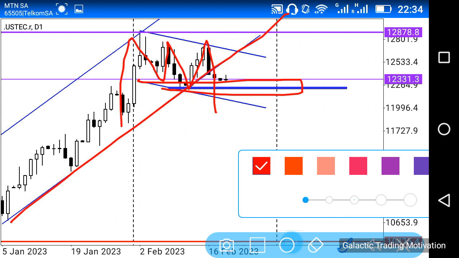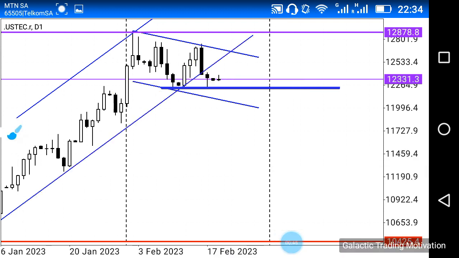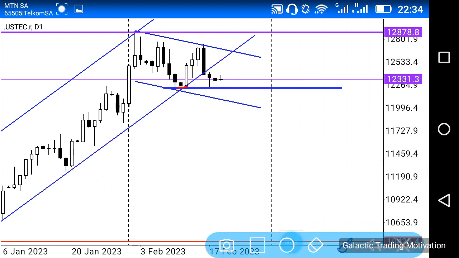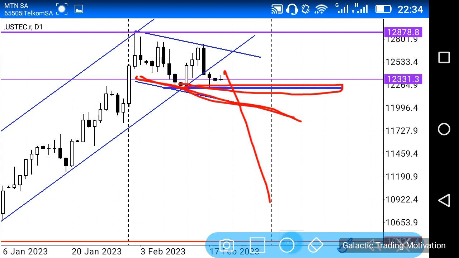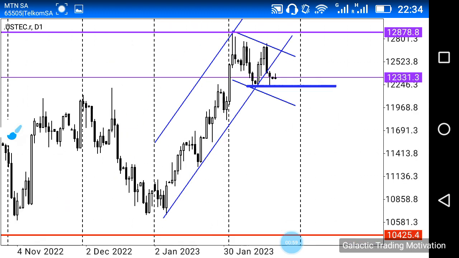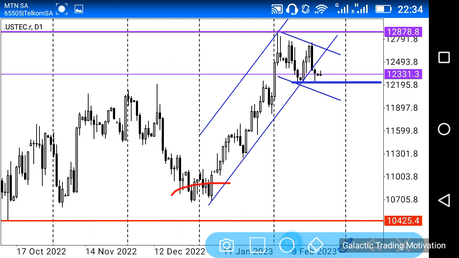This adds further confirmation that once the market closes below this neckline over here, and then again breaks this opposing structure, opposing trend line, chances are that we will see the market push further down to around this level over here. Why do I say this level?